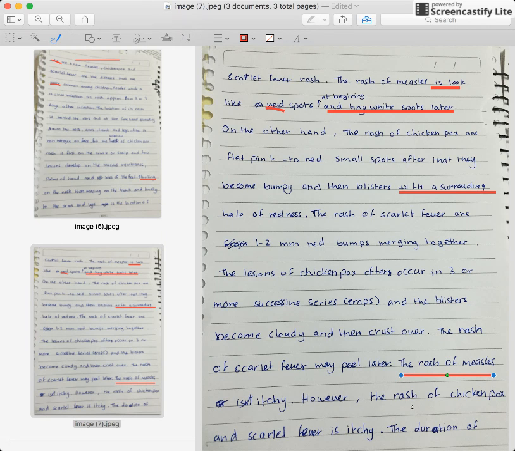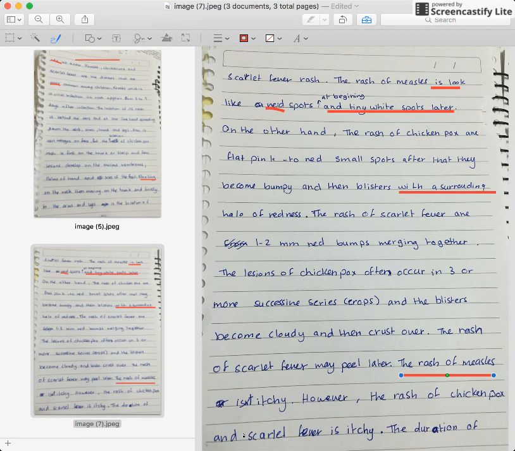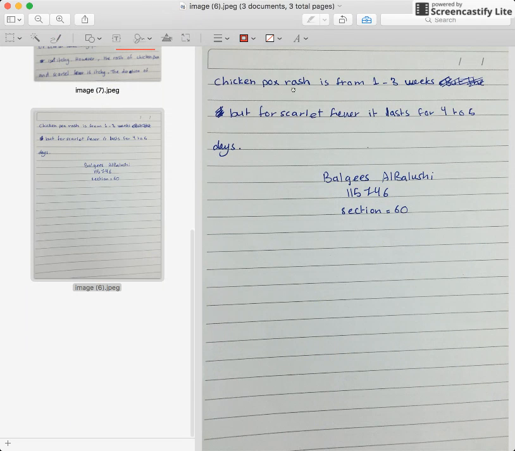"However, the rash of scarlet fever is itchy." Okay, not always. You're changing the meaning here because they said sometimes scarlet fever is itchy, not always. "The duration of chickenpox is 1 to 3 weeks, but for scarlet fever, it lasts 4 to 5 days."